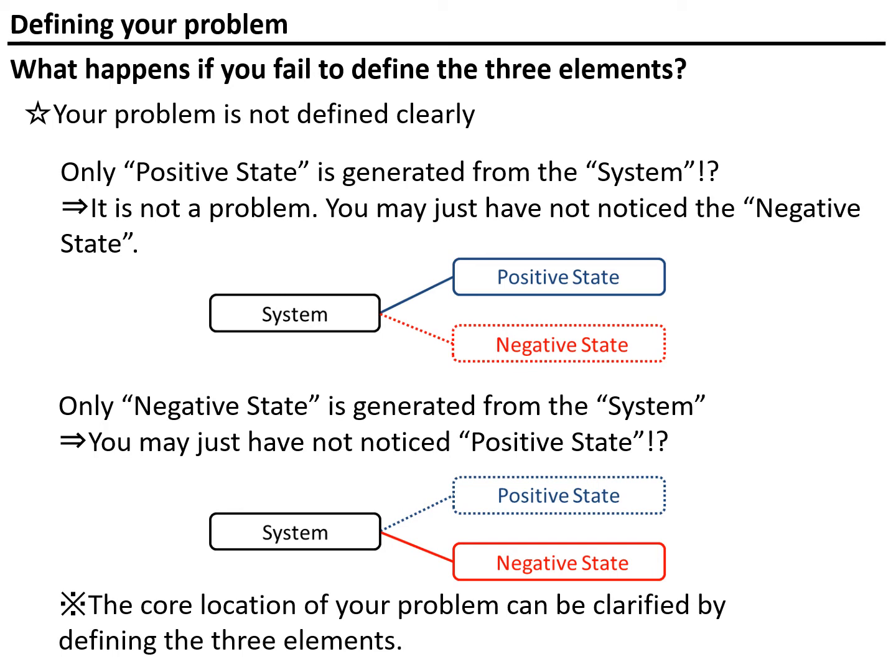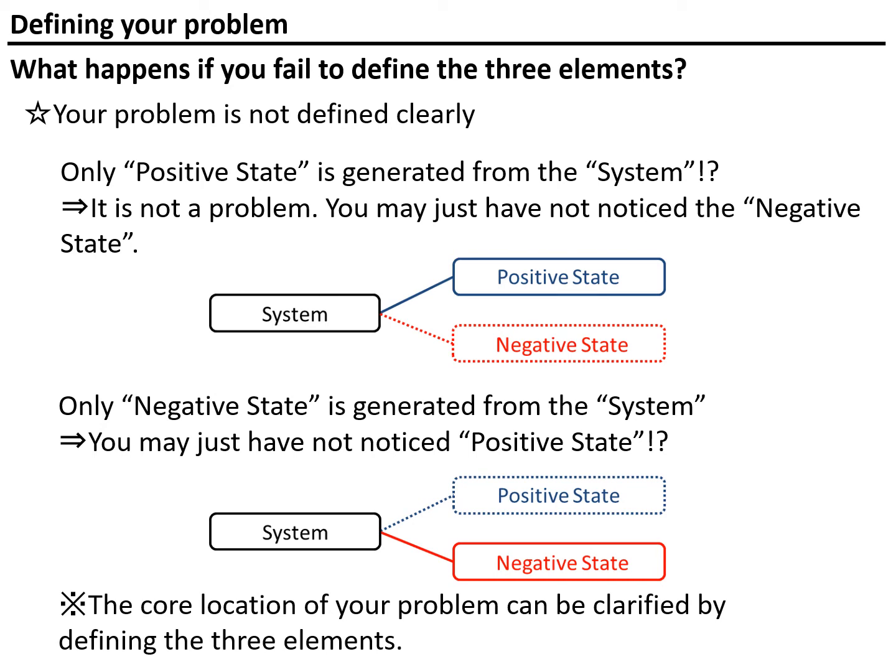What happens if you only define positive state, which is generated from the system? There's a system and it generates positive state without generating negative state. Actually, it's not a problem. You may just have not noticed the negative state. This kind of system shouldn't exist in the world of human beings. So what's going on must be you have just failed to notice the negative state. You need to seek what's going on in the real world, probably through literature review. You need to study more if you think your system is in this situation.